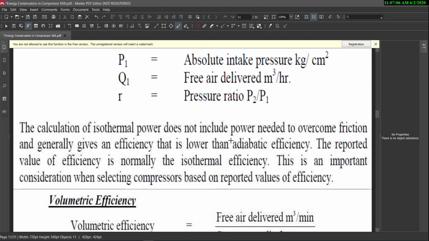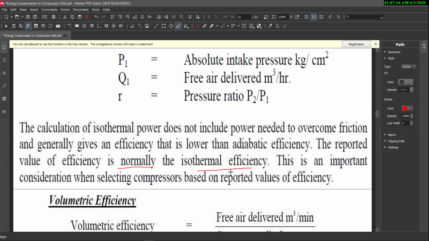These are general calculations that have to be done to report the value of efficiency, which is normally the isothermal efficiency, and this is an important consideration when selecting a compressor based on reported values of efficiency.